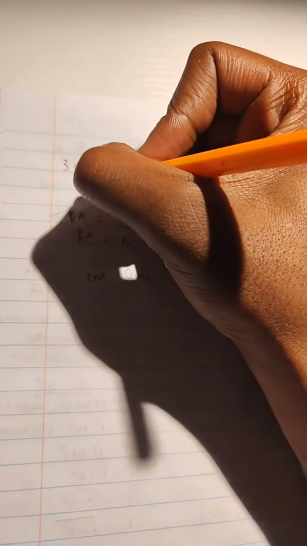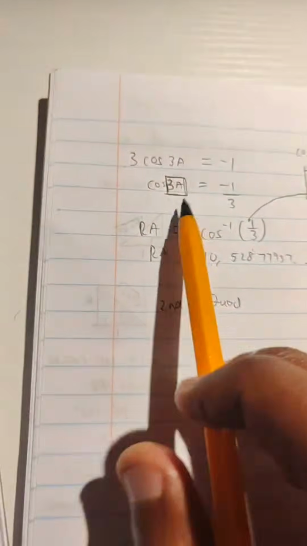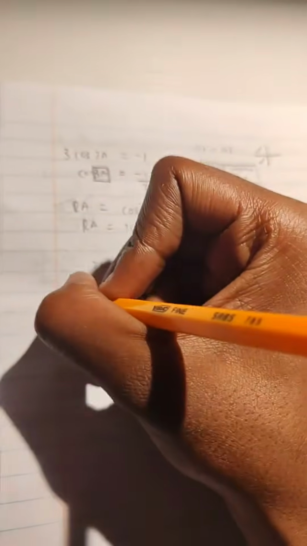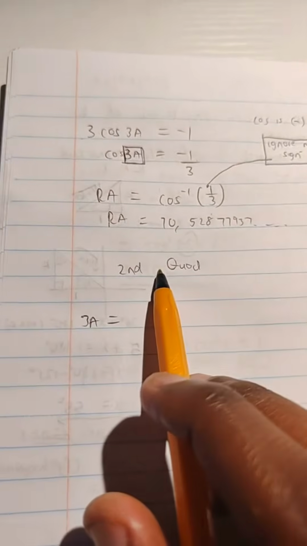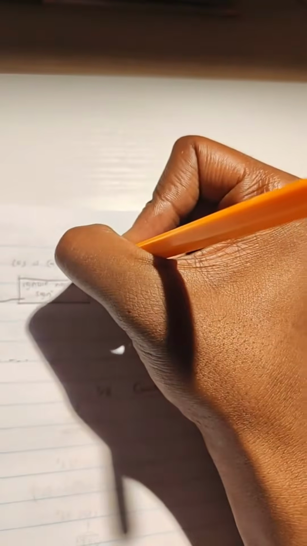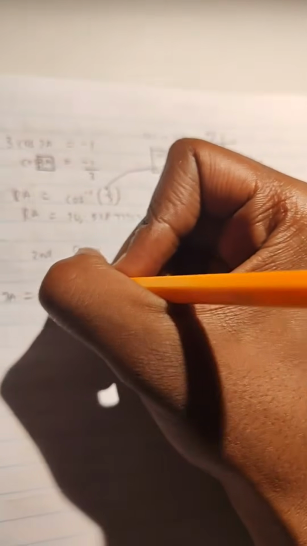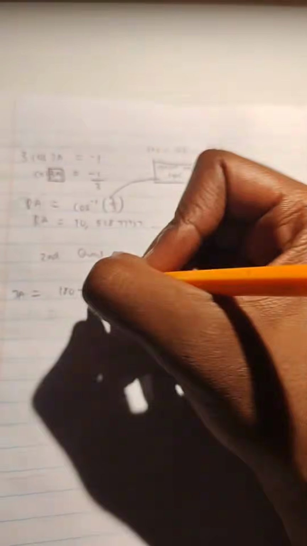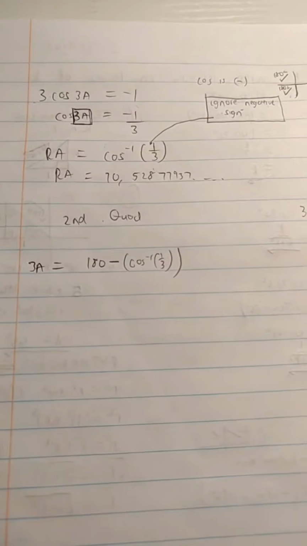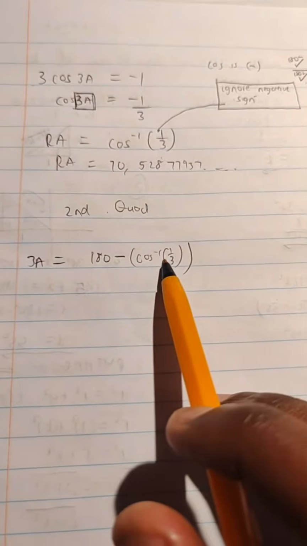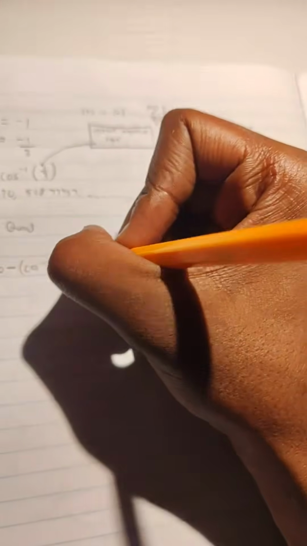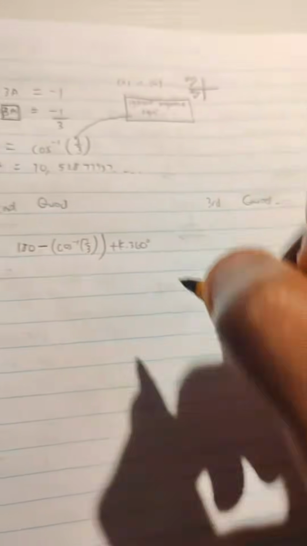Remember I said we make who the subject. Guys, whatever is here, 3a, is the subject. 3a is equal to, in the second quadrant, remember this is 180 minus, the third is 180 plus, so say 180 minus the reference angle plus k 360.